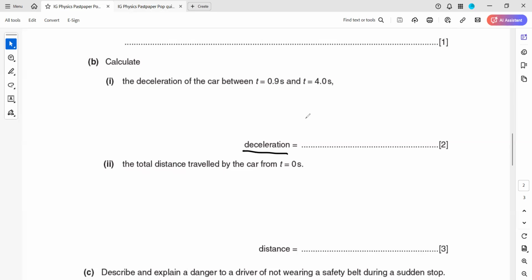Sir, my answer was 9.68. Oh, 9.68. It was 18 divided by 3.1? No, you made a mistake here. The change in velocity: the final velocity was 0 and the initial was 18, not 30. Okay, that's why you were getting that.